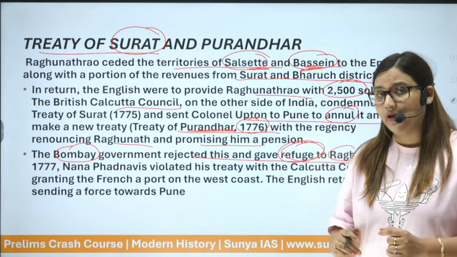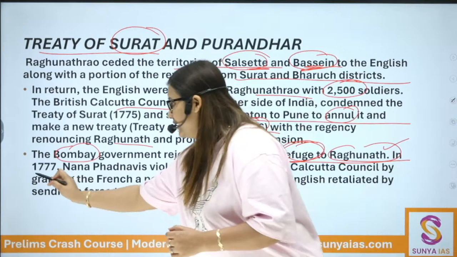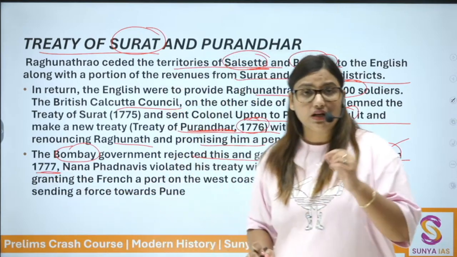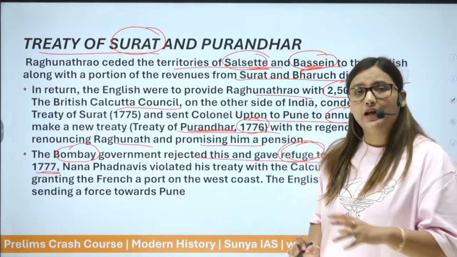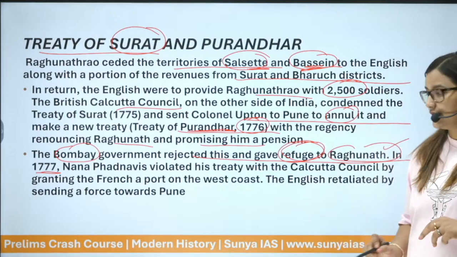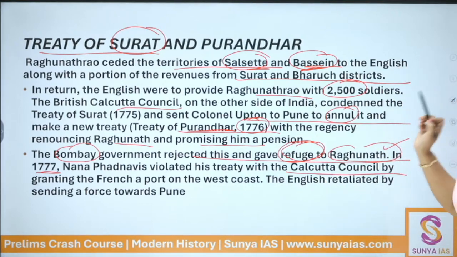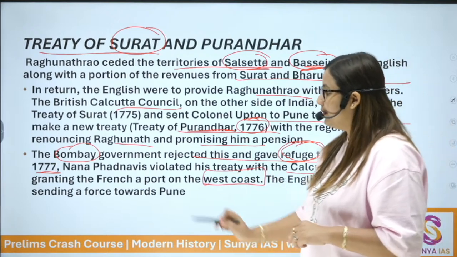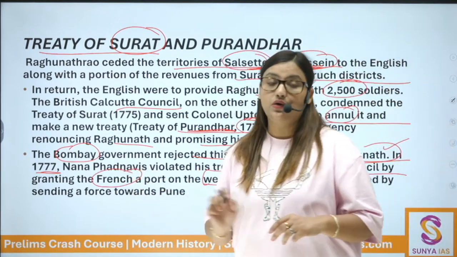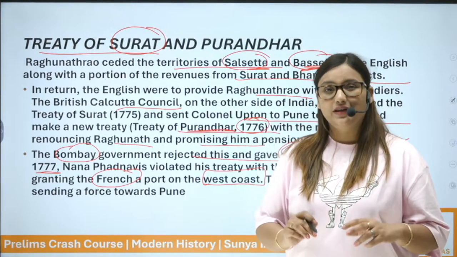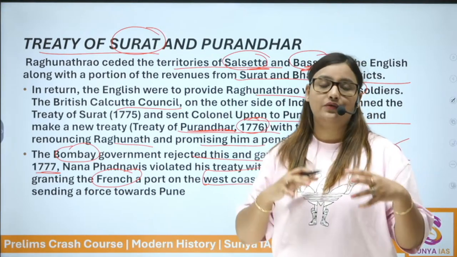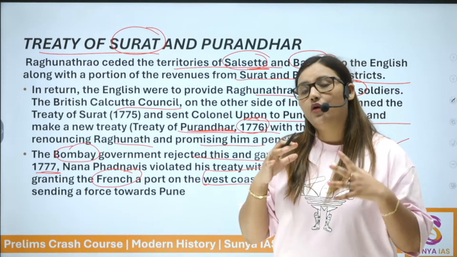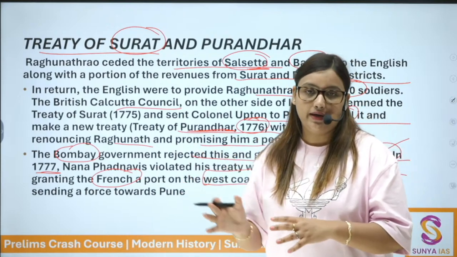And that's why next year in 1777, Nana Fadnavis violated his treaty with the Calcutta Council and granted the French a port on the west coast. If you remember, the French were enemies of the Britishers, right? There was already an Anglo-French rivalry going on, and we have already covered the Anglo-Carnatic Wars.